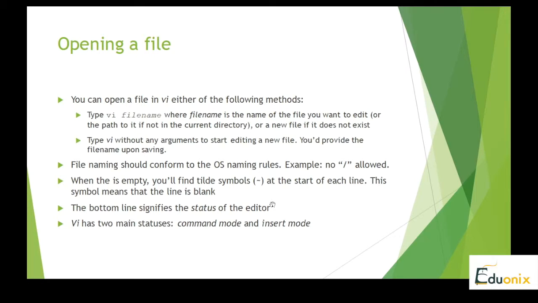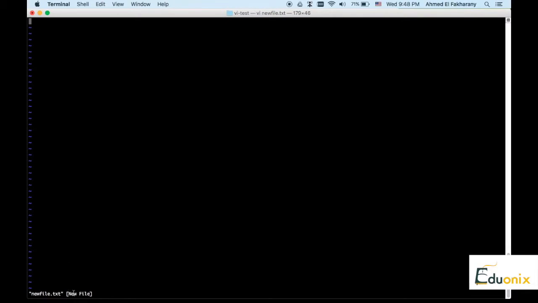Now let's have a look at the bottom line of the editor. Here we can see that it is a new file. If I press I, we are in the insert mode. And this brings us to a very important notice here, that VI has two modes of work. We have the insert mode and we have the command mode. So to enter the insert mode, you press I. Now you are in the insert mode. We can write text. And in order to exit this mode, you press the escape key. So now we are in the command mode.